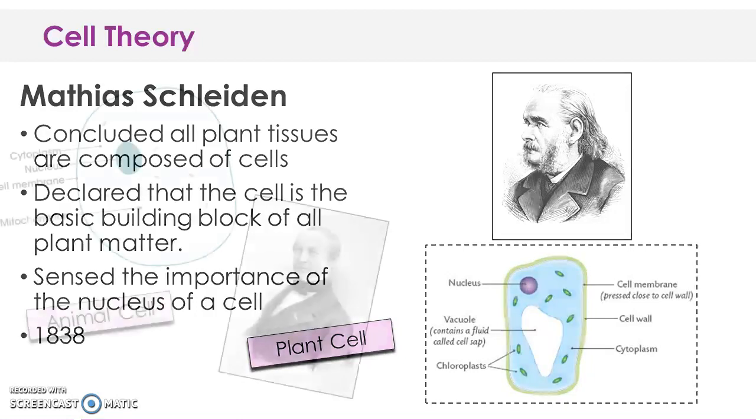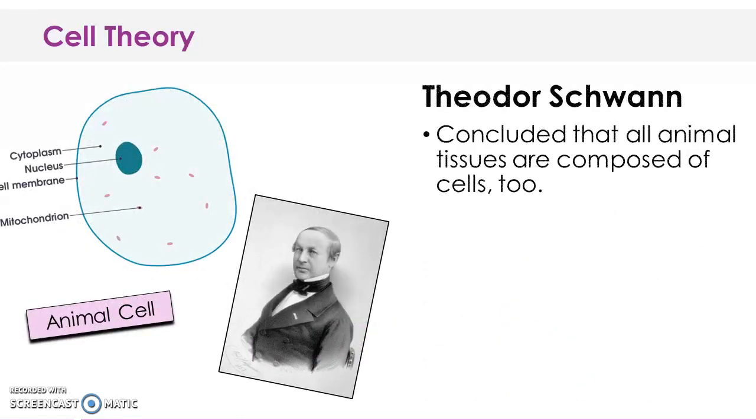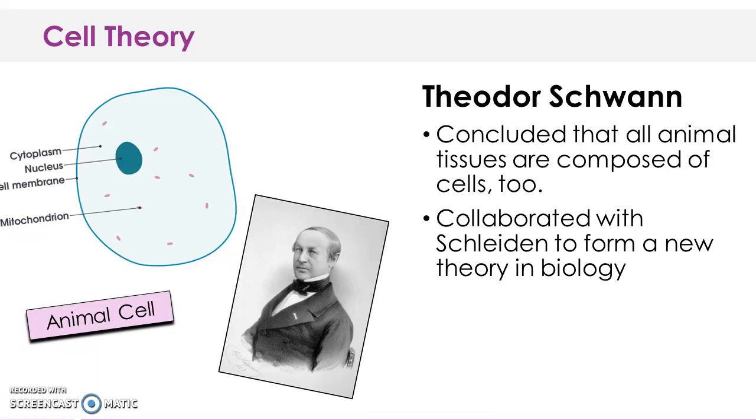To build on Matthias Schleiden's studies, Theodor Schwann decided to study animal tissue, and he concluded that all animal tissues are composed of cells too, just like the plant tissues. He collaborated with Schleiden and formed a new theory in biology, which then led to the development of the cell theory, and he did this in 1839, so only shortly after Matthias Schleiden.